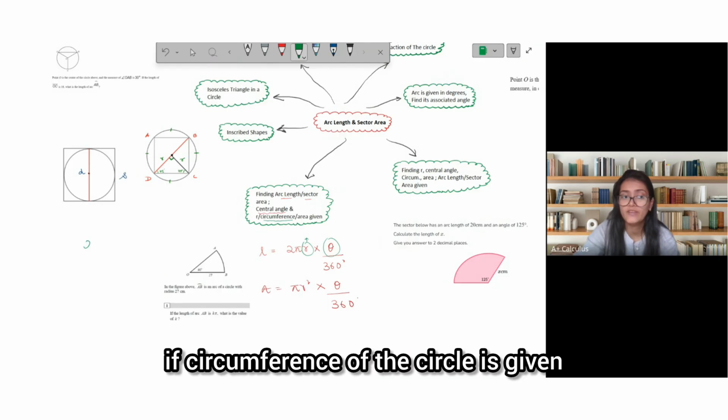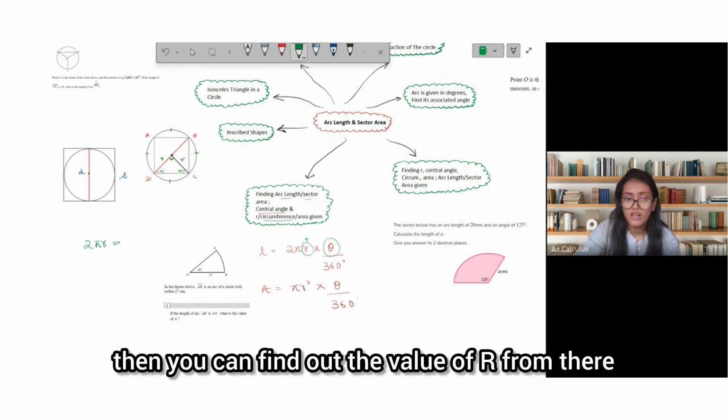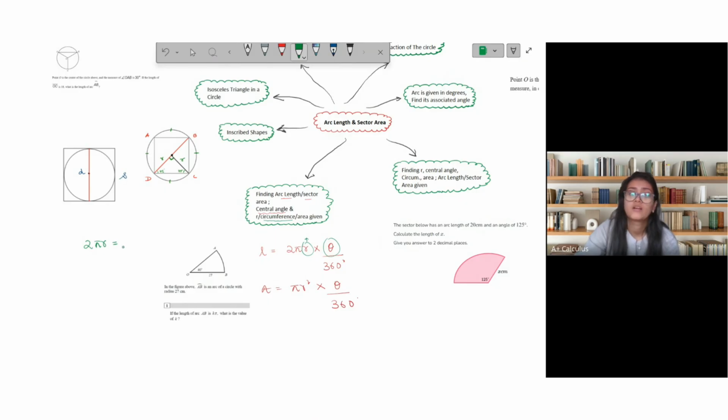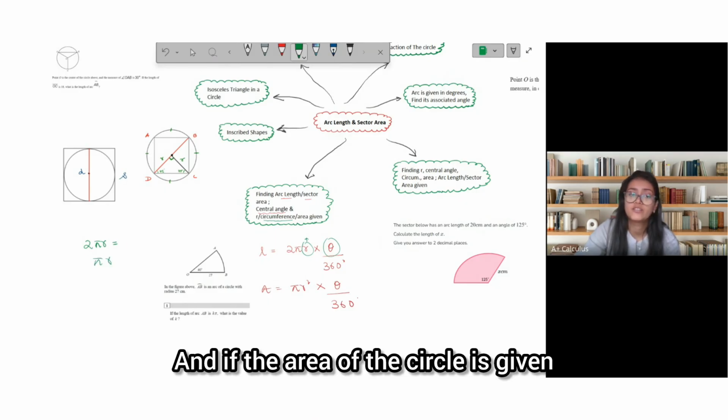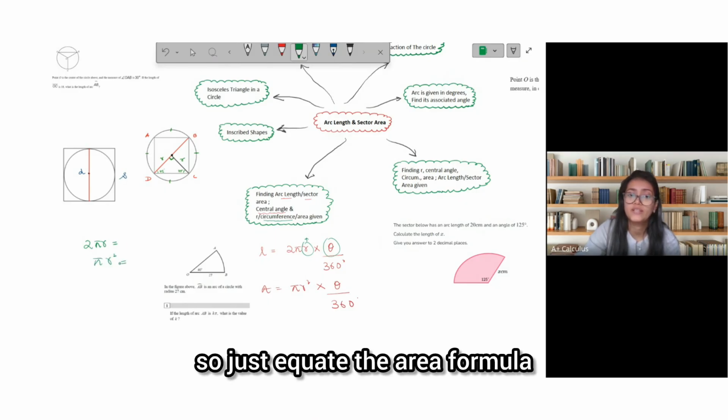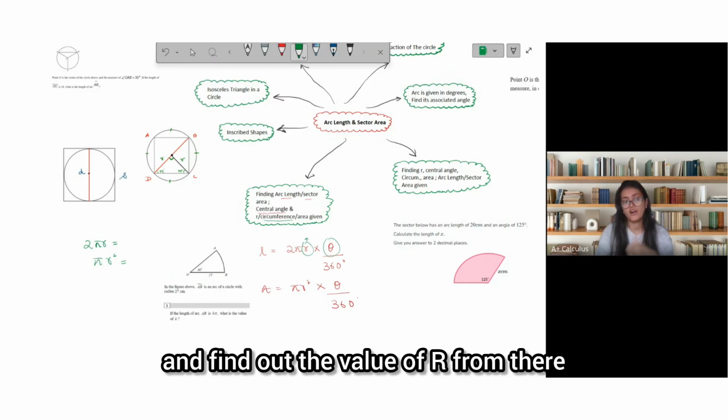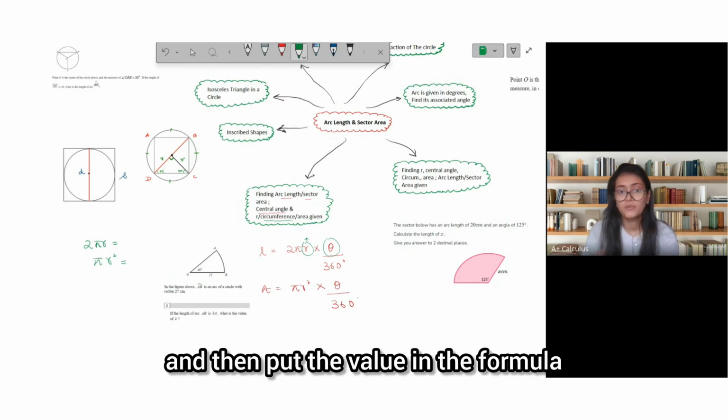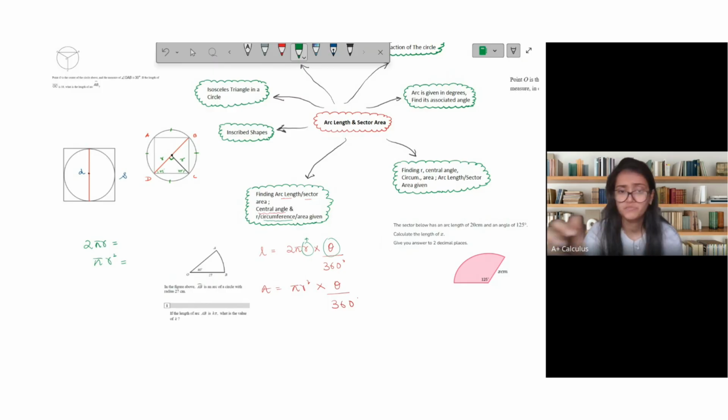And then you have to find the arc length and sector area. If the circumference of the circle is given, then you can find the value of r from there. And if the area of the circle is given, just equate the area formula, find the value of r from there, and then put the value in the formula.